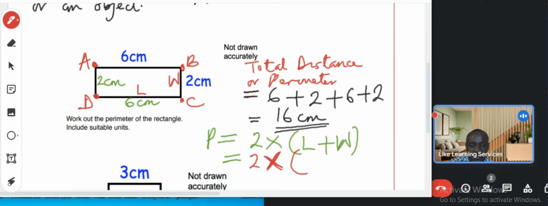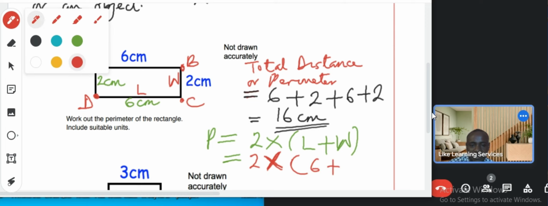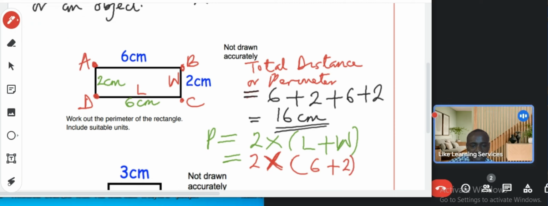What's the length? The length is 6 centimeters. Good. So the length is 6 centimeters. So we would have just done 6 plus, what's the width? The width is 2 centimeters. So we just do 2 times, 6 plus 2. What's 6 plus 2? 6 plus 2 is 12.